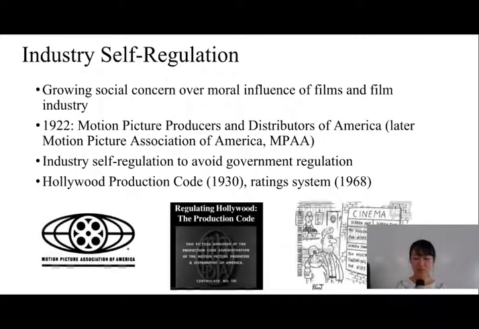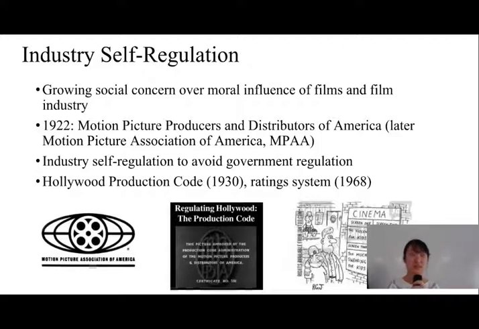Deciding that they needed to protect themselves from the government's censorship and to foster a more favorable public image, the major Hollywood studios organized in 1922 to form an association they called the Motion Picture Producers and Distributors of America. Among other things, the MPAA instituted a code of censorship for the motion picture industry.